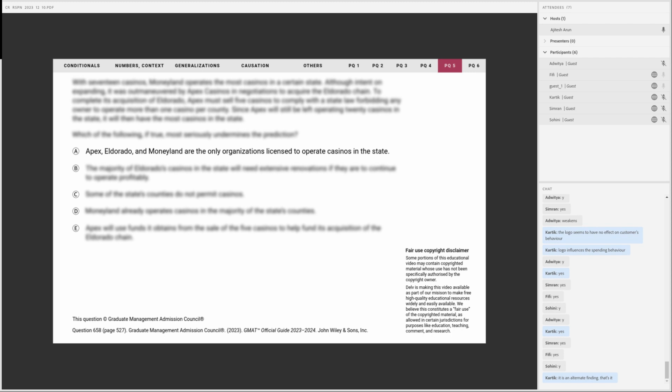So remember what we discussed. Apex plus Eldorado, offload 5, will leave Apex with 20, right? But if Apex has to sell these 5 to acquire Eldorado, and the only other player in the market is Moneyland, then in order for the acquisition to proceed or be successful, these 5 must be acquired by Moneyland. And Moneyland is currently at 17. So if you add 5 to that, they will suddenly get a number that is more than Apex. So 22 is more than 20, and therefore we weaken the prediction.